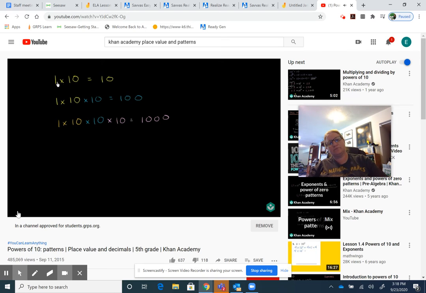So what's the pattern here? Well, here we multiplied by 10 once, and we have 1 zero. Here we multiplied by 10 twice, and we have 2 zeros. Here we multiplied by 10 3 times, and we have 3 zeros in our answer. Let's do it again, although this looks like a pretty clear pattern. Let's multiply by 10 4 times. So we'll start with a 1. We'll multiply by 10. That's our first 10. Then our second 10. Then our third 10. And now our fourth 10.